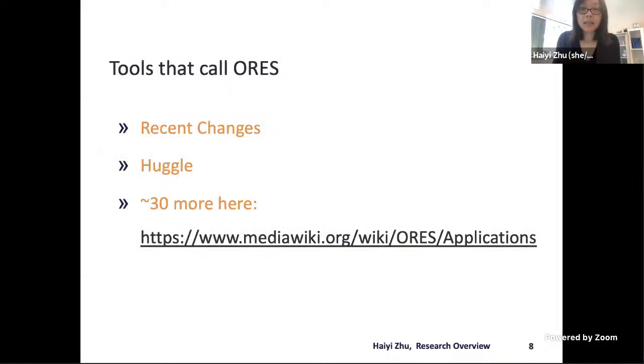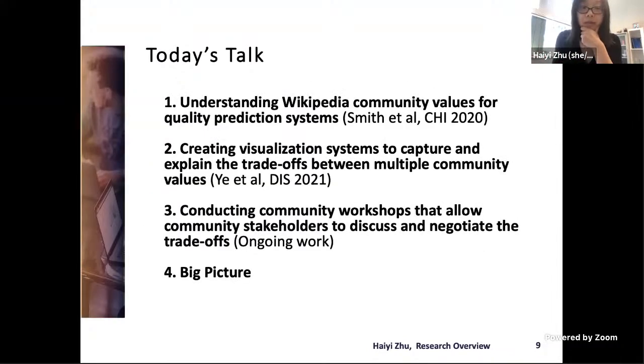ORES predictions have been incorporated in the recent changes interface, vandalism fighting tools like Huggle, and more than 30 other applications. In today's talk, I'm going to talk about three projects in the context of ORES. The first project is that our team conducted interview studies to understand Wikipedia community values for quality predictive systems like ORES. This work was published at CHI 2020. Actually, I think my student Estelle gave this talk at some point in the research showcase last year. So I'm just going to briefly highlight some of the main findings of this first study.